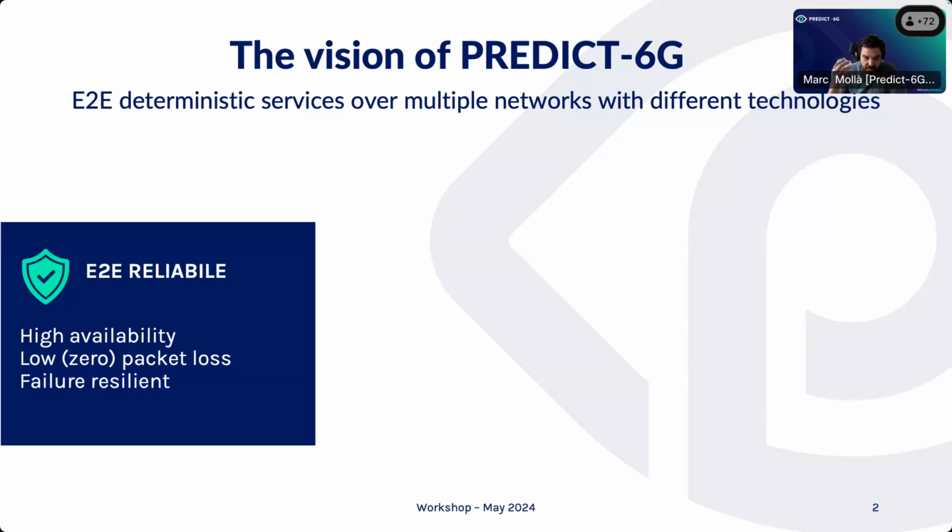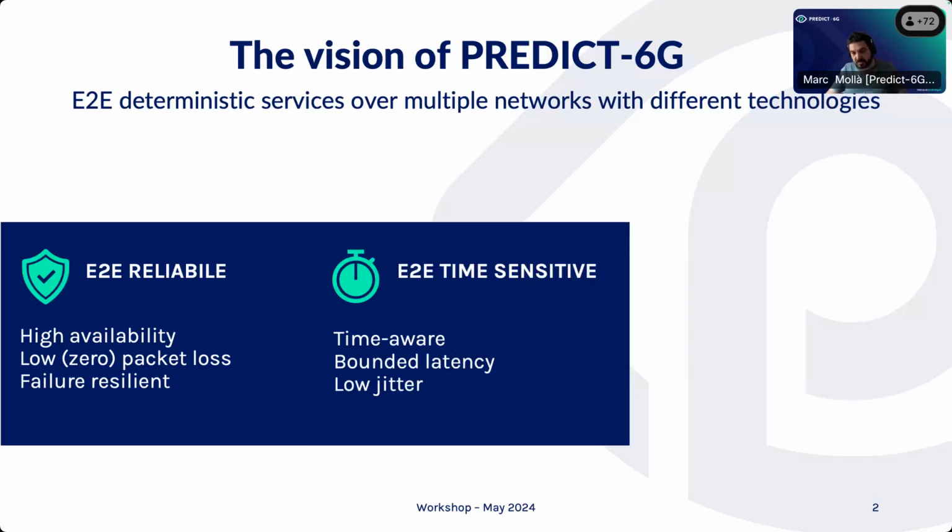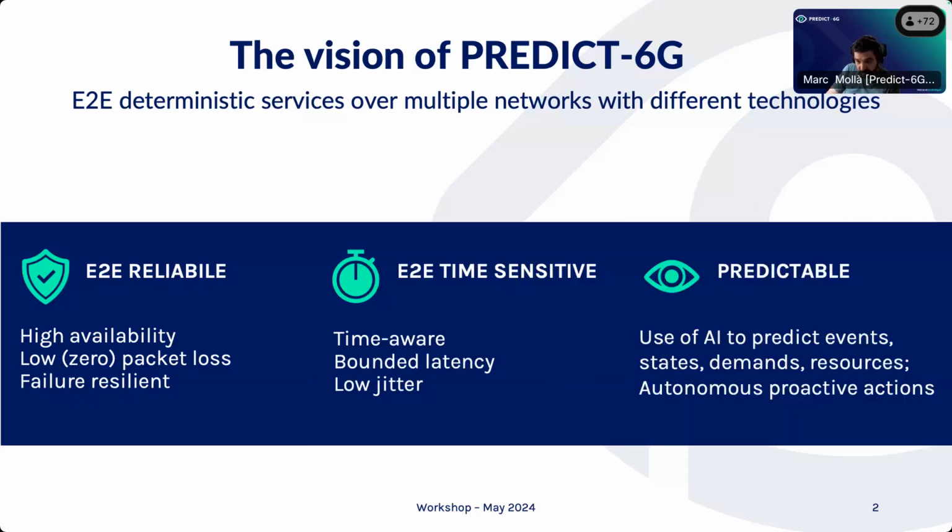The first one is reliability, where we are trying to improve the reliability of the networks and guarantee that we deliver the communication services. Also, we are focusing on time sensitiveness, where we are trying to provide better performance in terms of latency, not only by lowering the latency, but also by trying to bound the variation of the latency. And finally, our third pillar is predictability: we are trying to forecast the behavior of the network, the real behavior, not the expected one.